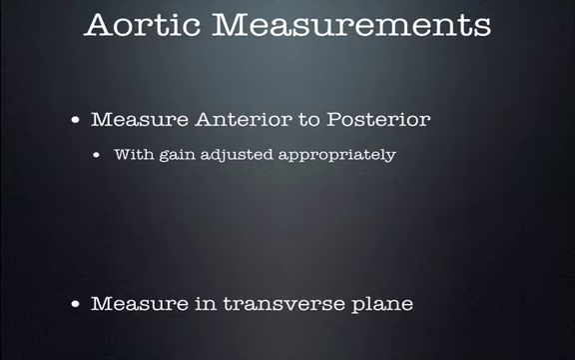So how are we going to measure? We're going to measure in the anterior to posterior direction, not side to side, and I'll explain that in a moment. And it's important to make sure that you have the gain adjusted properly. If you overgain the image, it's difficult to identify the borders of the aorta. Also, make sure you measure in the transverse plane, not the sagittal plane, also known as the long axis plane. The reason for that is to avoid something called cylinder tangent effect, and again, I'll explain that in a minute.